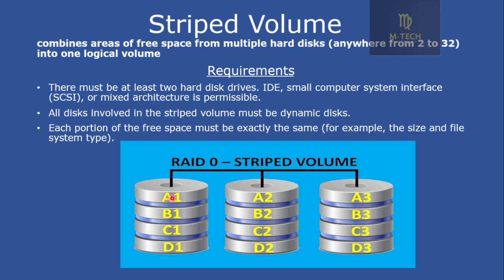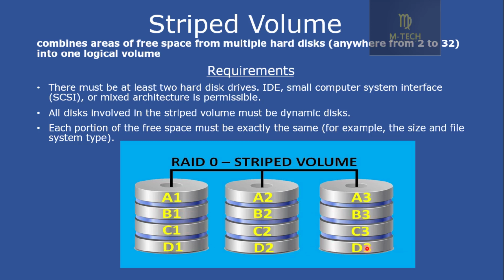It will strip according to the physical hard drives involved in the configuration. So here it will be A1, A2, A3. That is, your 6 megabyte data will be stripped or divided among the physical hard disks involved in the configuration. That is it. The same thing with B1, B2, B3 up to D1, D2, and D3.